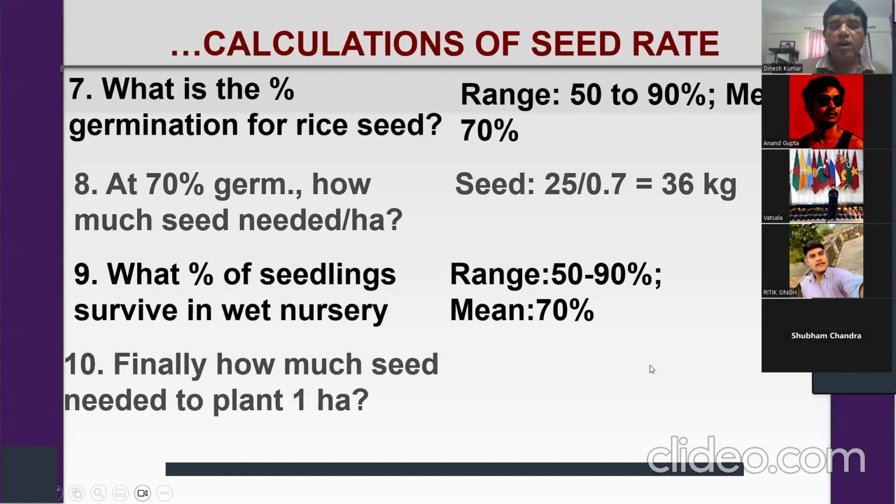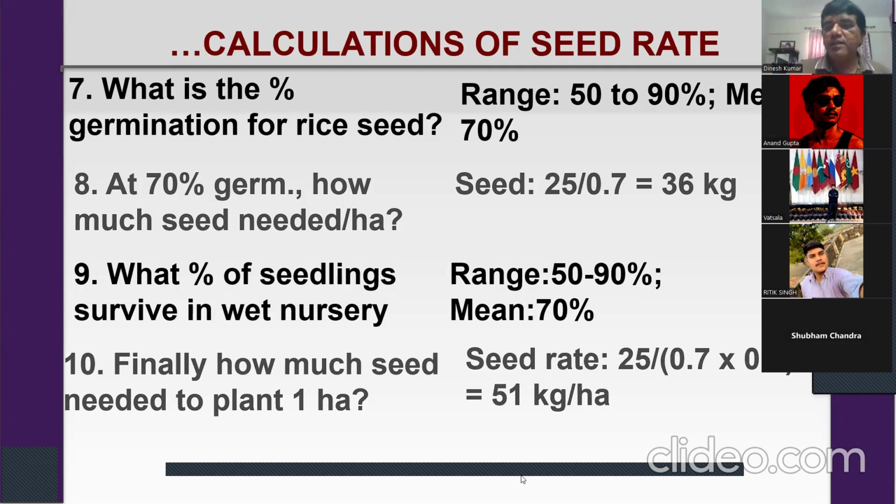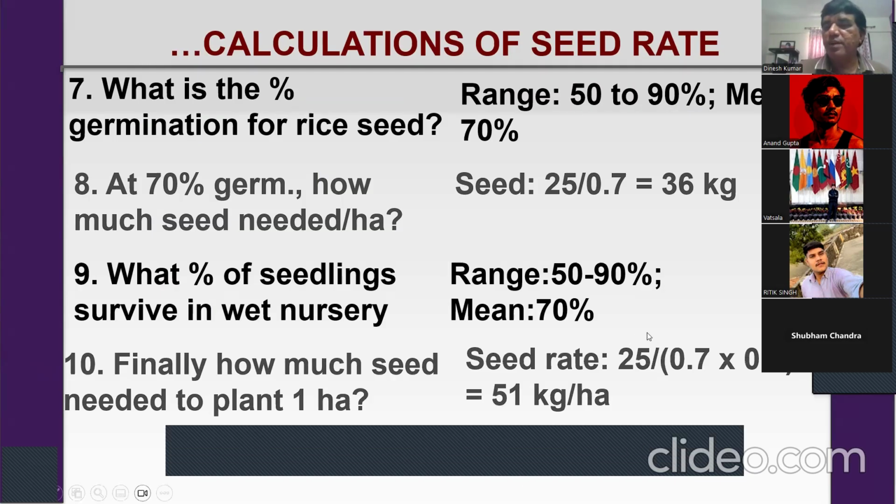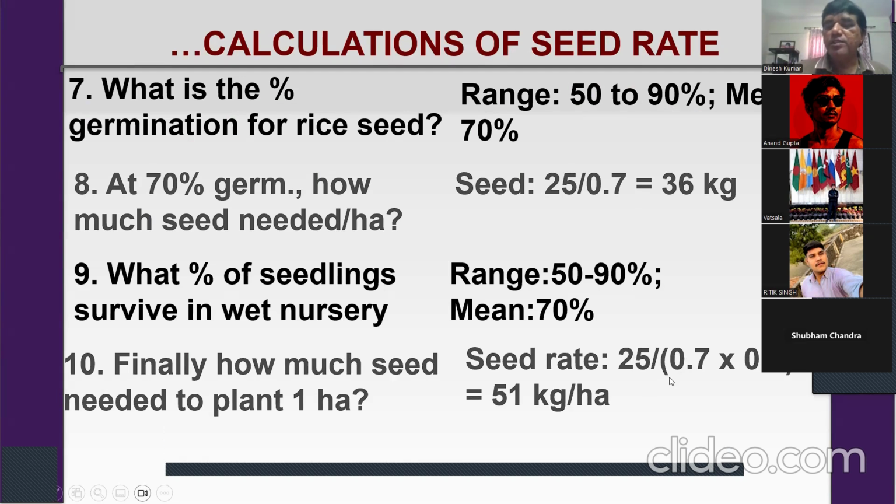So finally, how much seed is needed to plant 1 hectare? Both these adjustments can be made over 25 kg. 25 divided by 70% for germination percent and 70% for survival rate. 70% means 0.7 and 0.7. So it comes out to be 51 kg per hectare. So this is how we can calculate the seed rate.